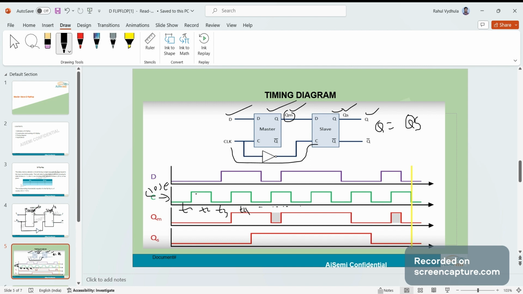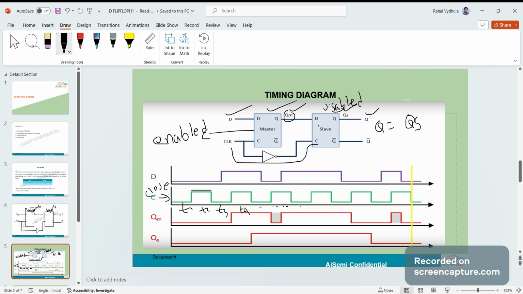Let us consider the time period where the clock signal is high. At this point, when the clock signal is high, the clock input of the master D latch is enabled, right? If this is enabled, then automatically this other one will be disabled, right?